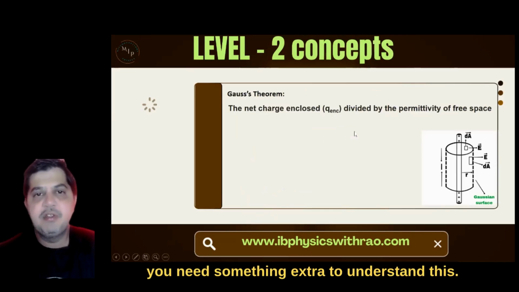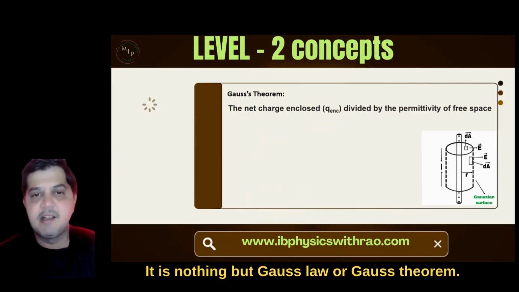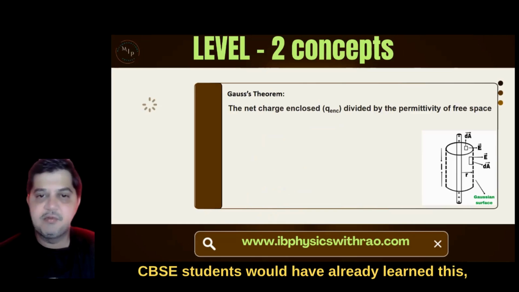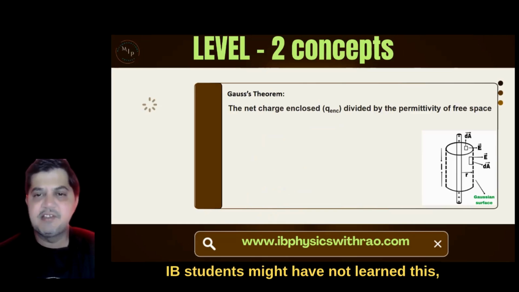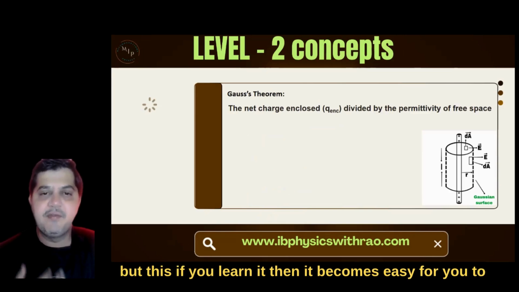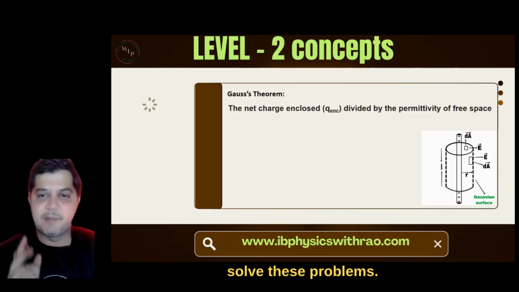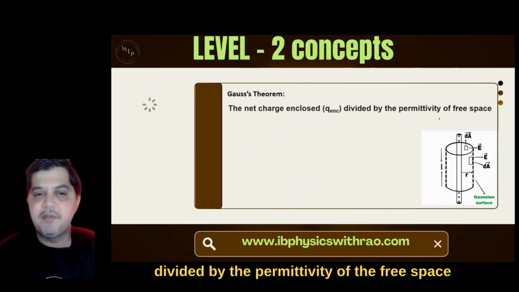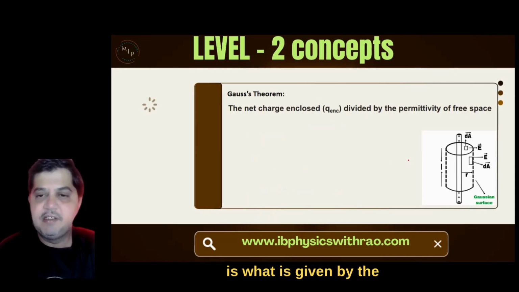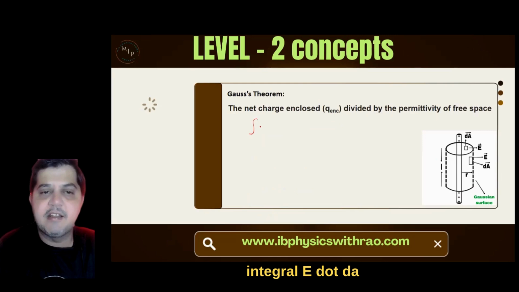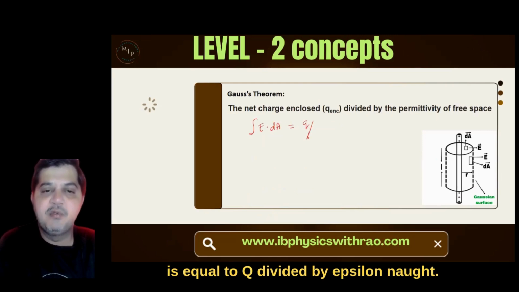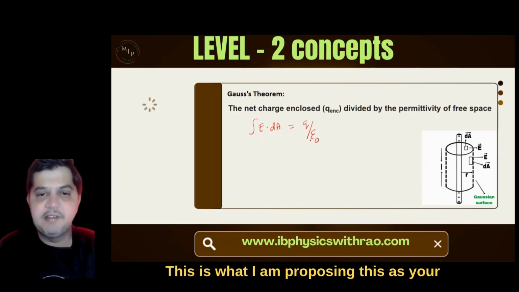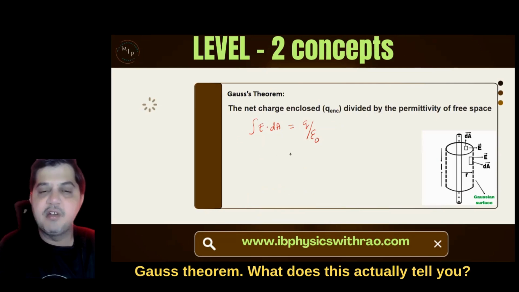Let me go back to this. Now, as I told you, you need something extra to understand this. What is this? It is nothing but Gauss law or Gauss theorem. CBSE students would have already learned this. IB students might not have learned this, but if you learn it, then it becomes easy for you to solve these problems. So the net charge enclosed divided by the permittivity of free space is given by the integral E dot dA equal to Q divided by epsilon naught. This is what I am proposing as your Gauss theorem.